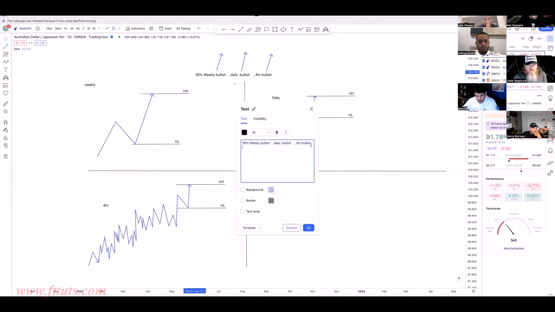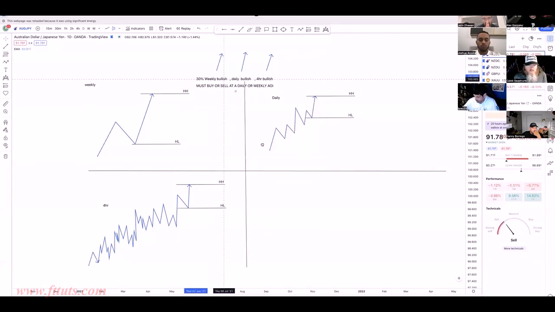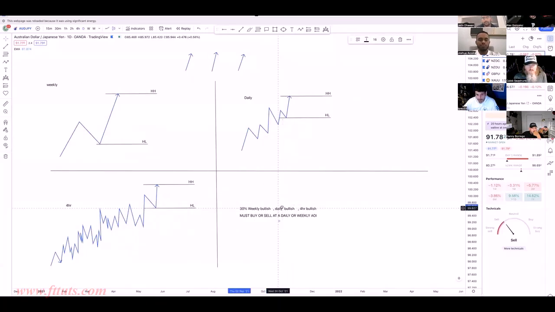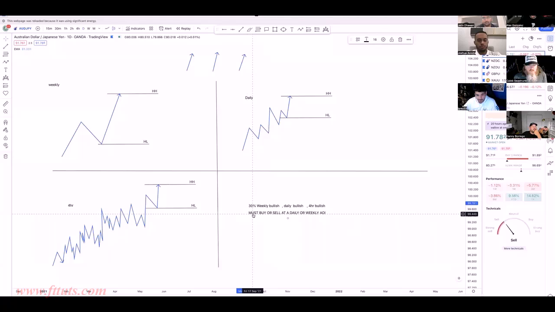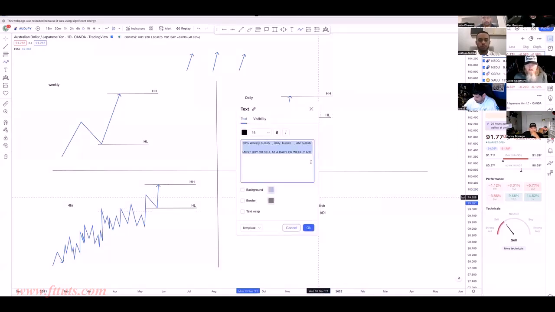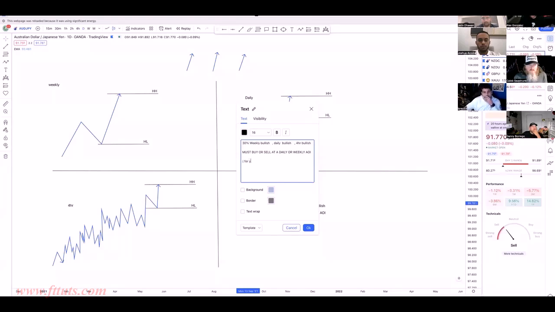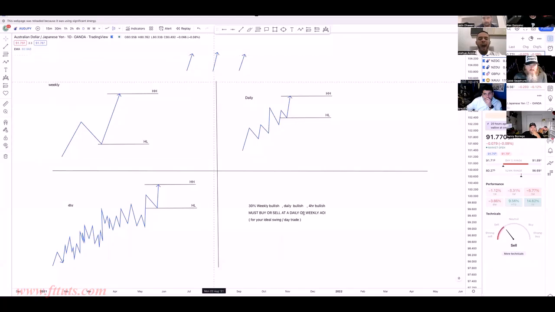My rule number 2 is you must buy or sell at a daily or weekly area of interest. Take a screenshot, get a tattoo of it, put it on your dog's collar, do whatever you got to do. This is rule number 2. You must buy at a daily or weekly area of interest for your ideal swing/day trade. You can obviously take the same approach down to the 4 hour, 1 hour for your ideal intraday or scalp, just to get it clear.